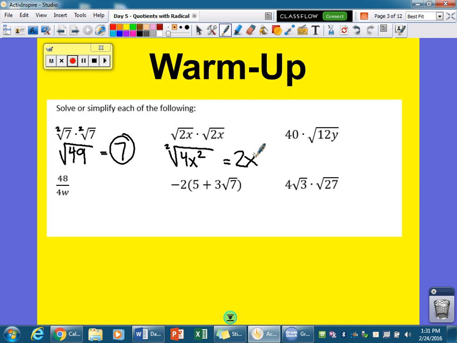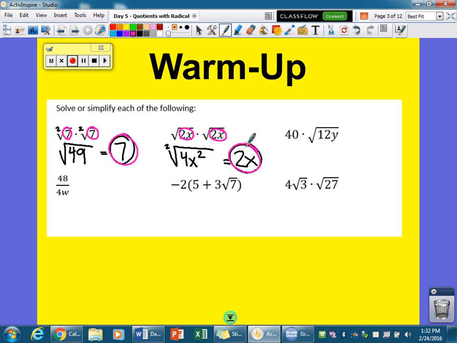X. So notice, and this is true for every single one of these problems, if I multiply radicals with the same terms underneath, my answer is just whatever was under there. So this one I had 2x under the radical times 2x also under the radical, so my final answer is just 2x. Again, works every time, no matter what is under there. Going to be important to remember today. It'll save you some time.